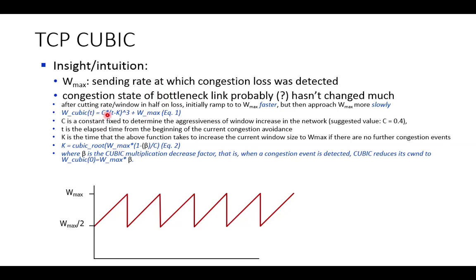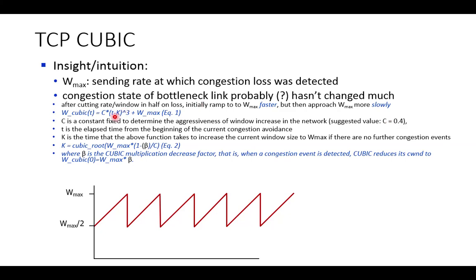The congestion value is increased based on this formula. So what are these? C is a constant. It is a fixed constant, and it shows how aggressively the congestion window should be increased. Typically its value is 0.4. You can find these details in the RFC as well.